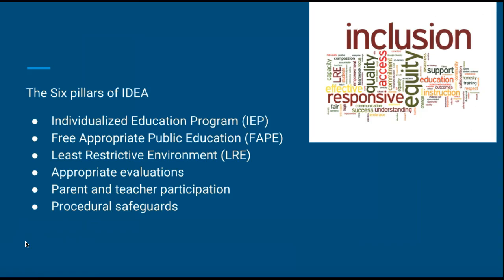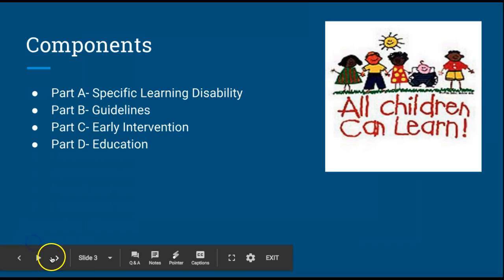Some of the procedural safeguards are composed in the components, Part A, discussing eligibility, and one type being specific learning disability. Part B is the guidelines, including the rules and regulations that states and school systems must follow to receive funds from the federal government.